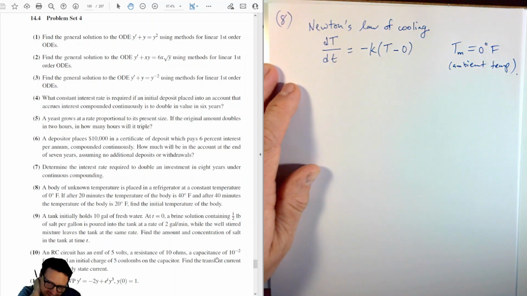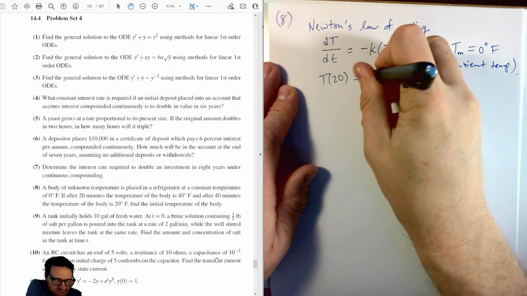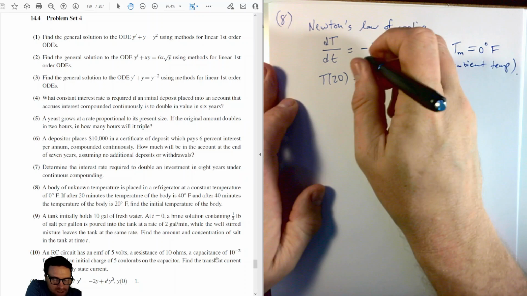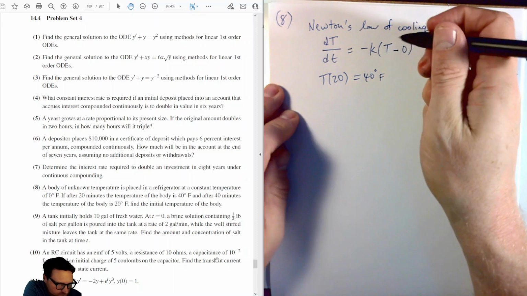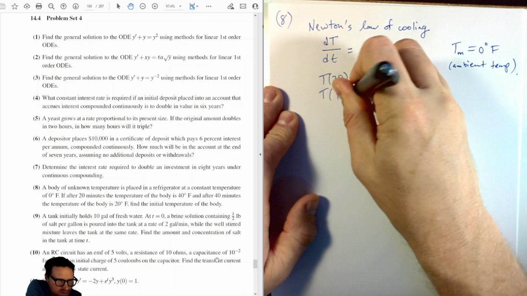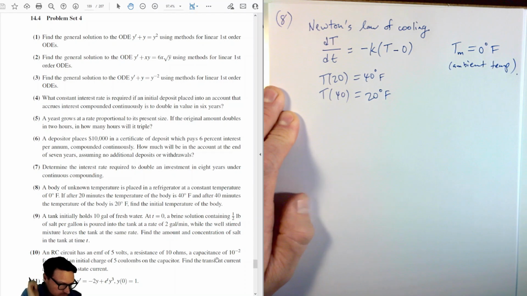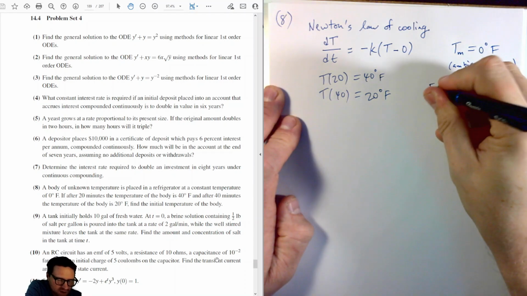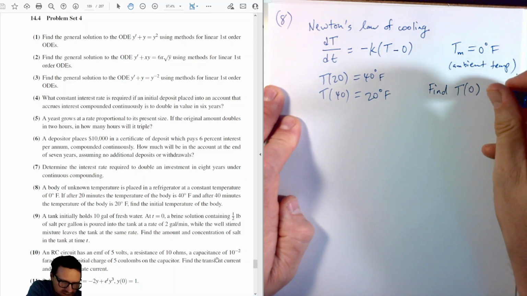Okay, and so we need to solve this, but let's also write the rest of the boundary values. We also know that T of 20 is 40 degrees F. After 40 minutes, the temperature is 20, so T of 40 is 20 degrees F. And so we have to find T of 0, the initial temperature of the body.